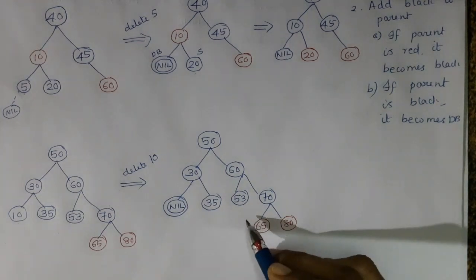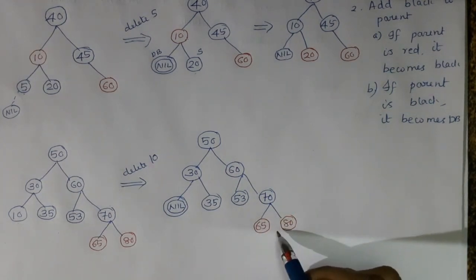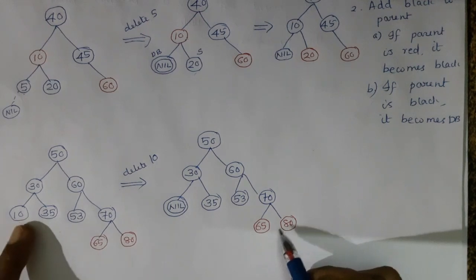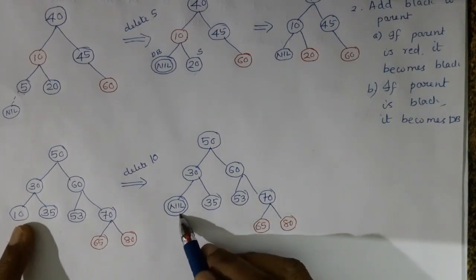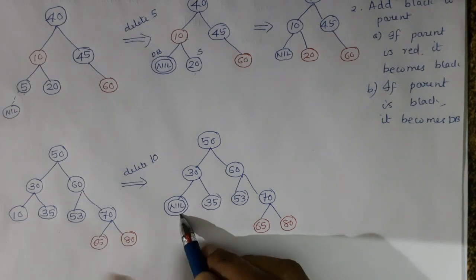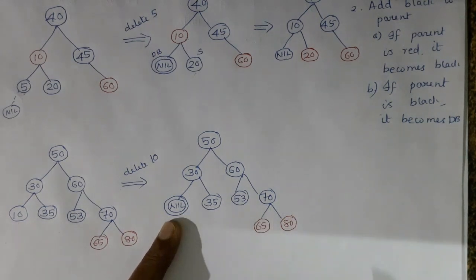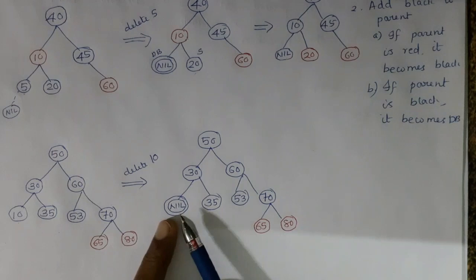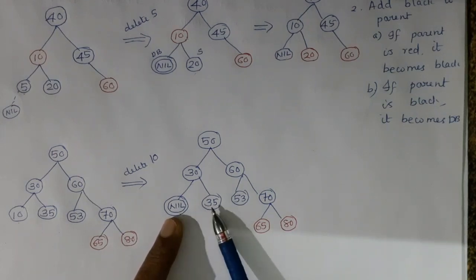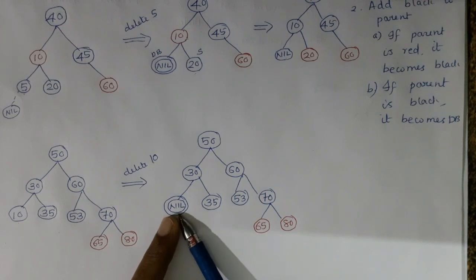So after deleting 10, the tree becomes like this. So here 10 is replaced by nil node and it becomes double black. So we have to resolve the issue. To resolve the issue, we delete one black from nil node and one black from 35. So 35 becomes red and here it is single black.